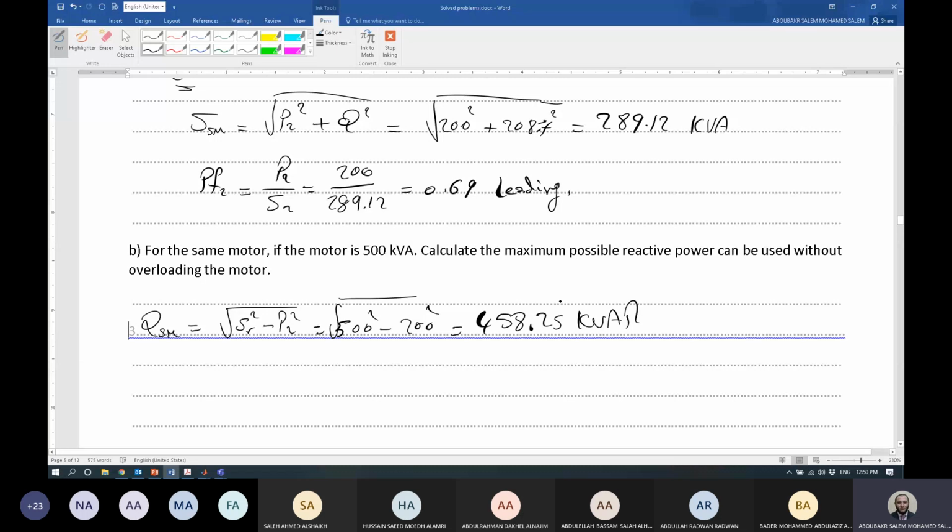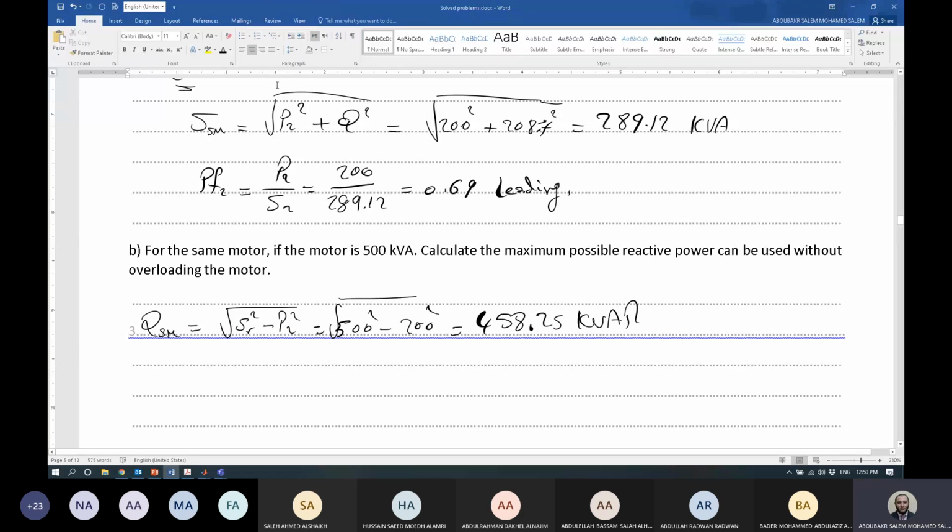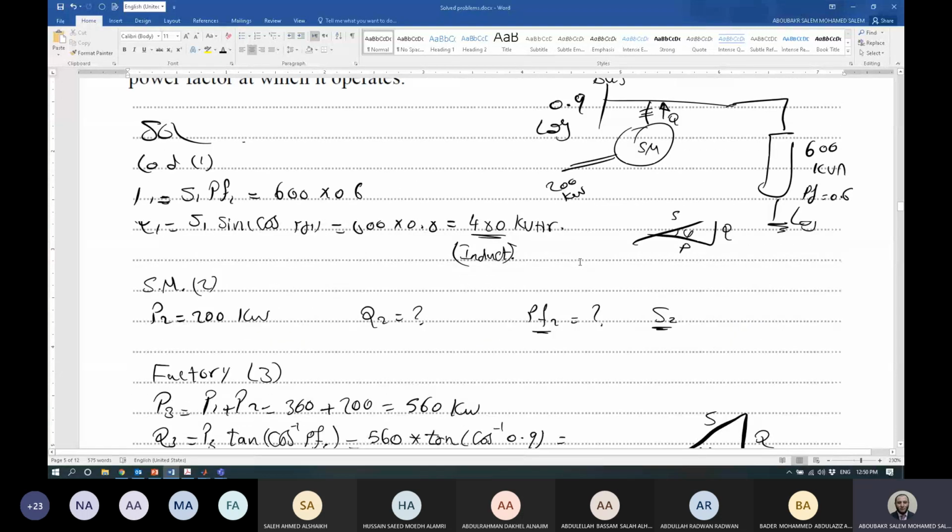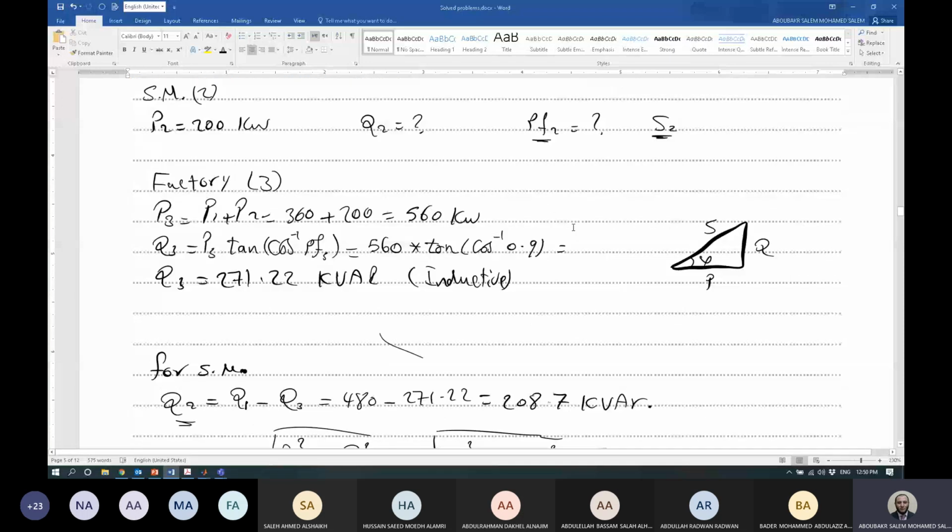But the question here is, do we need this power or not? Now the motor can supply up to 458 kilovar. Do we need this power for our factory? Let's go to the problem again. The factory needs 480 kilovar. So we need it, is it right? Yes. So we can use the rated value. In this case, we can use this value.